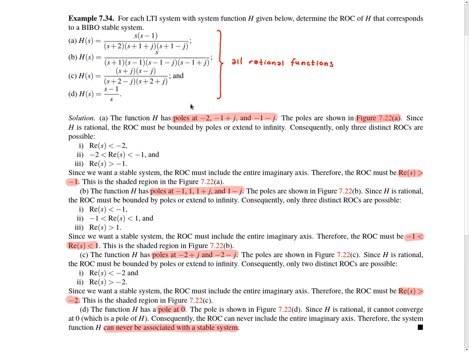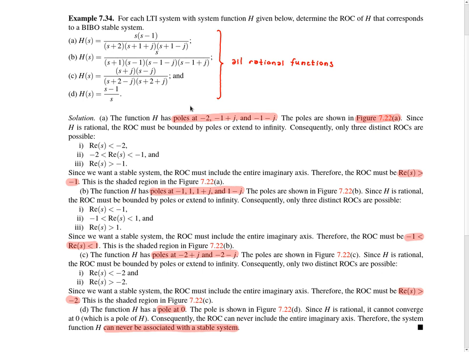To begin, we observe that the BIBO stability of the system is related to the region of convergence of big H. So for each of parts A, B, C, and D of this example, we need to determine all the possible regions of convergence of big H. Then, from these possible regions of convergence, we can identify the one that corresponds to a system that is BIBO stable, which would be the one that contains the imaginary axis.